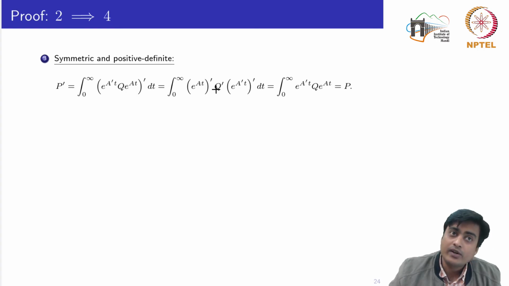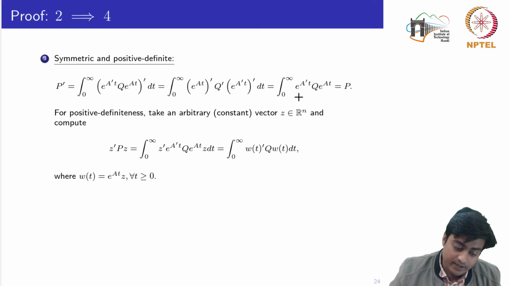Q is a given symmetric matrix, so we know that Q transpose is equal to Q. I can replace this Q transpose by Q, and the A transpose would nullify. So I can write this e to the power At. If you notice, this in fact becomes equal to P. So we have verified that P is a symmetric matrix.